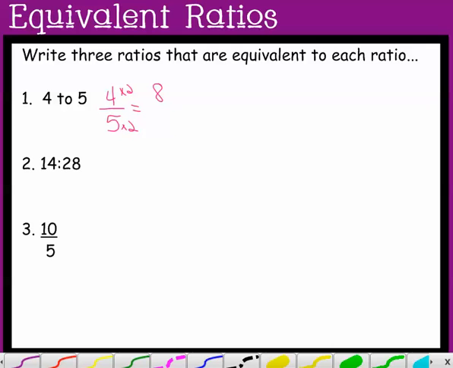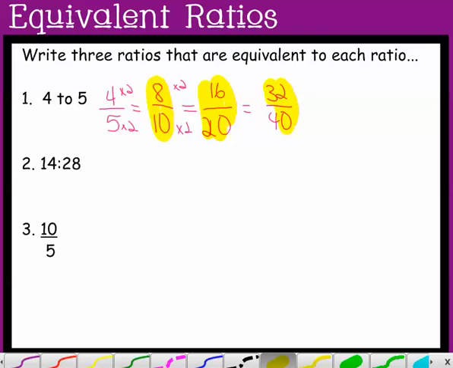4 times 2 is 8. 5 times 2 is 10. We have our first equivalent ratio. We can just keep that multiplication going. We can say 8 times 2 is 16. 10 times 2 is 20. And we have our second equivalent ratio. One more time of multiplying by 2, we can get 32 over 40. And there's our third equivalent ratio. So it can be as simple as using the same factor over and over.